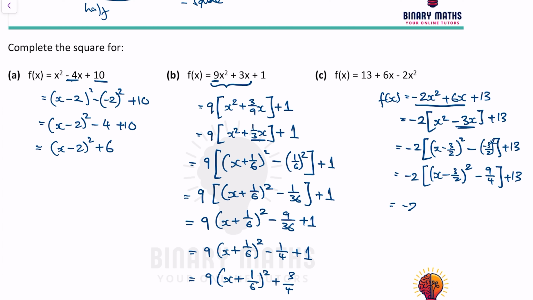If I expand it out, I get -2 times (x minus 3/2) squared. -2 times -9 over 4 gives me positive 18 over 4, which is 9 over 2, plus 13. If I simplify the last two terms, it's the same thing as 4.5 plus 13, which is 17.5. I prefer writing 17.5 as a fraction, which is 35 over 2. So that would be in completing the square format.